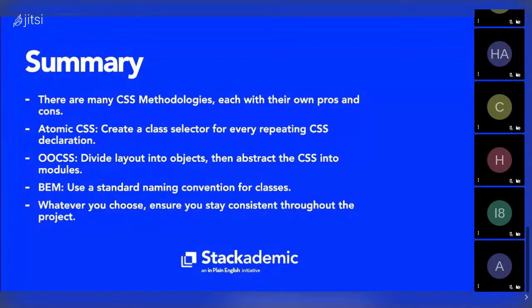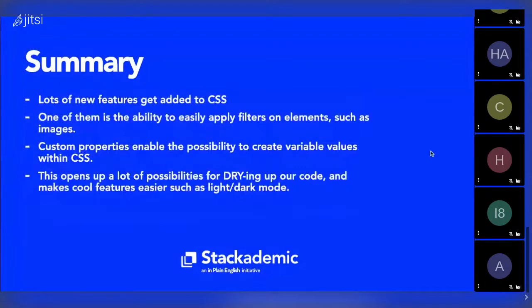Lots of new features get added to CSS. One of them is the ability to easily apply filters on elements, such as images. Custom properties enable the possibility to create variable values within CSS. And this opens up a lot of possibilities for drying up your code and makes cool features easier, such as light dark mode. For anyone unaware, DRY is short for do not repeat yourself, or don't repeat yourself.